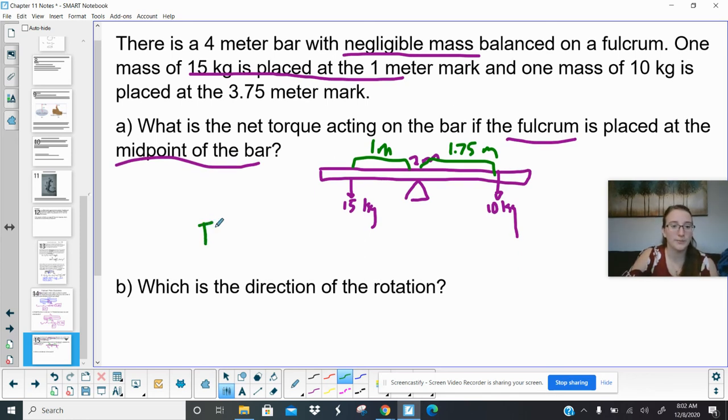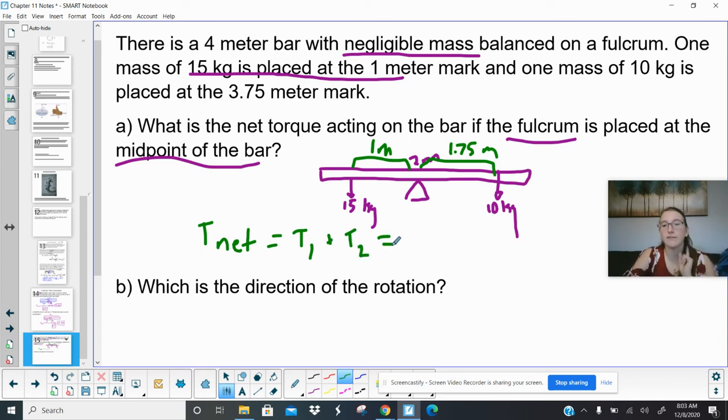So our torque is going to be two different things. We have this mass pulling on this side. So I'm going to say the torque of mass 1 plus the torque of mass 2.